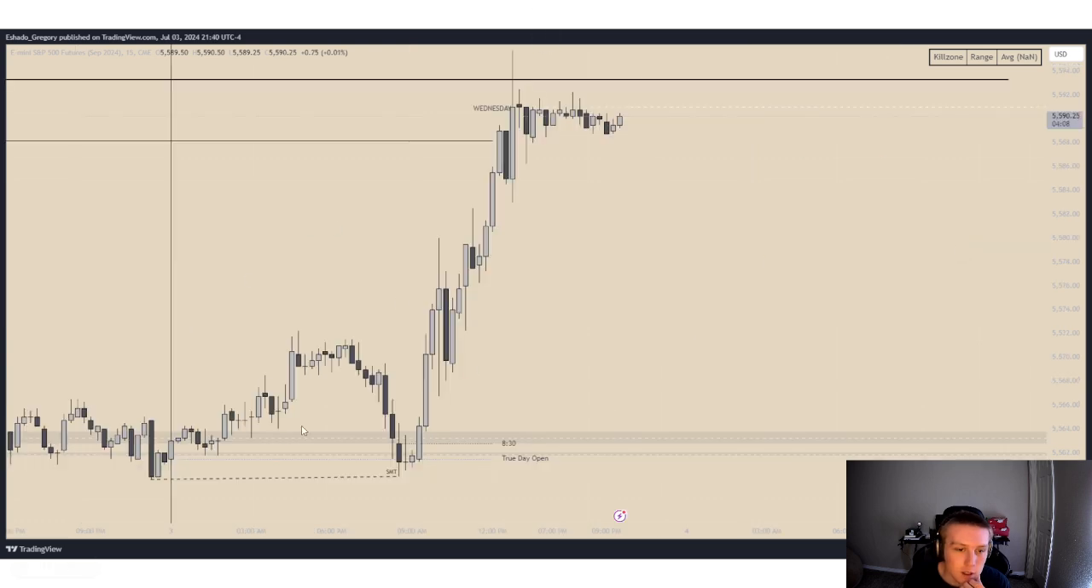So here is the second stage of accumulation here. We end up forming SMT at a key level within new day opening gaps, and we end up accumulating higher, pushing up to the drawn liquidity, meeting our standard deviation projections there.